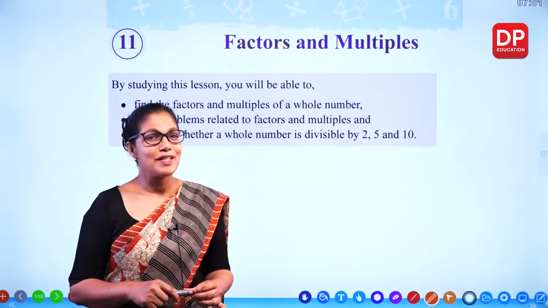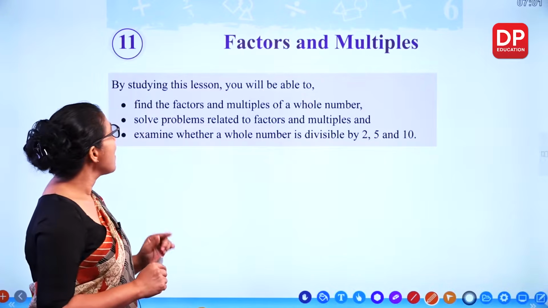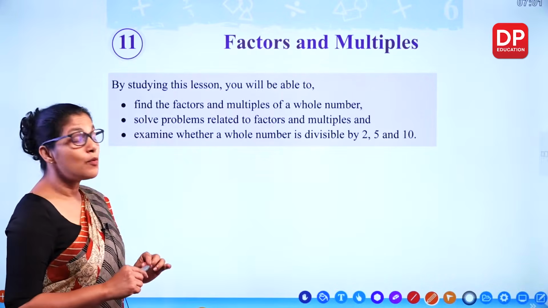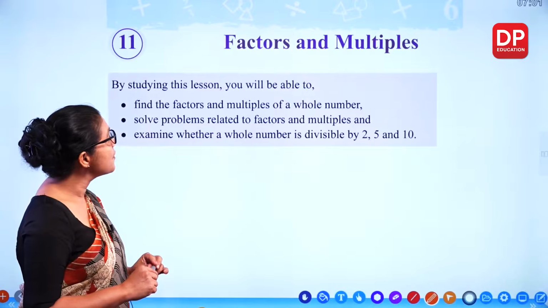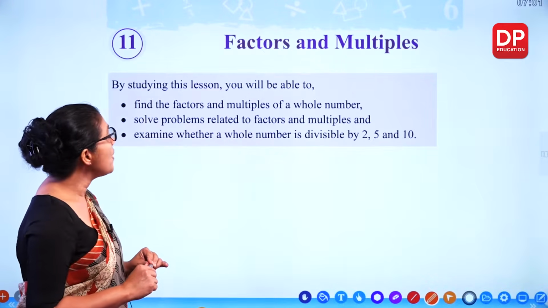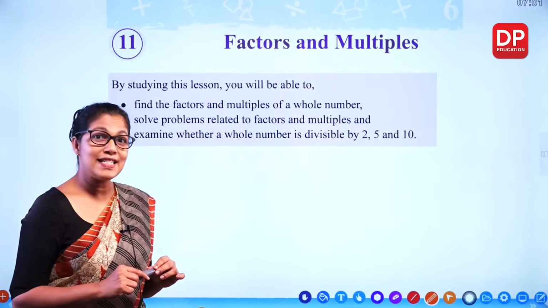Hello children, today I am here to teach you chapter 11 in your textbook, that's factors and multiples. So in this lesson we are finding factors and multiples of a whole number and we are trying to solve problems related to factors and multiples and examine whether a whole number is divisible by 2, 5 and 10.